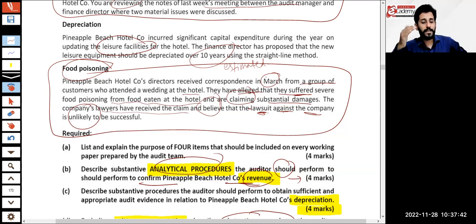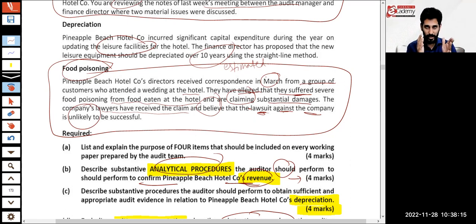First of all, this is not a legal case from the court. The point is that there is a correspondence. Correspondence means communication with someone. That group of people has sent me the complaint that they are going to file a case against me. So I will have to give a reply to them. So that is the written communication, the written correspondence.